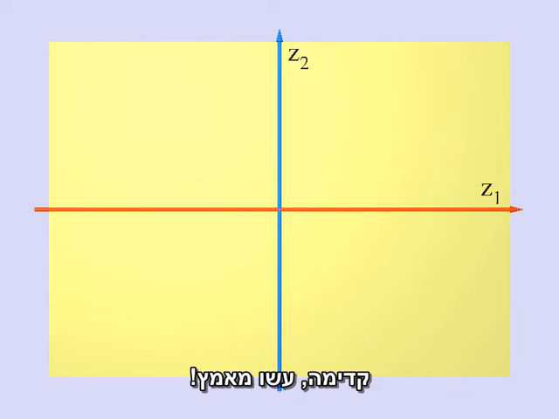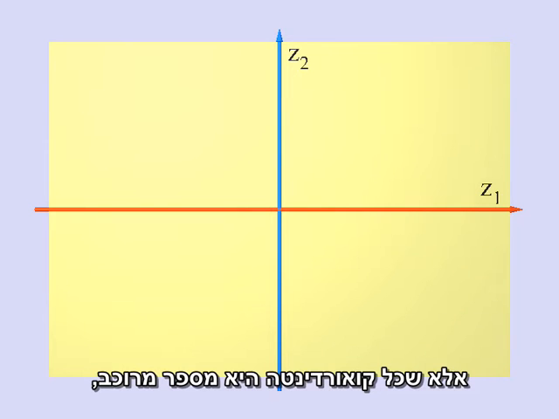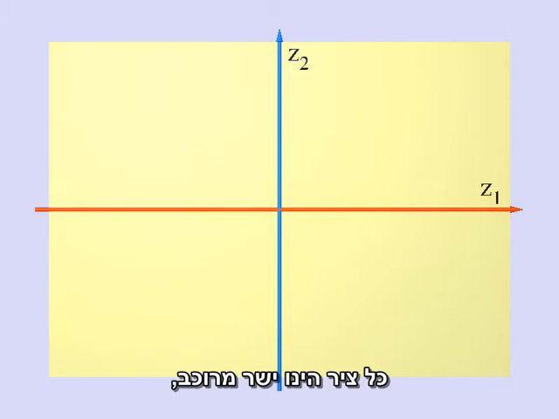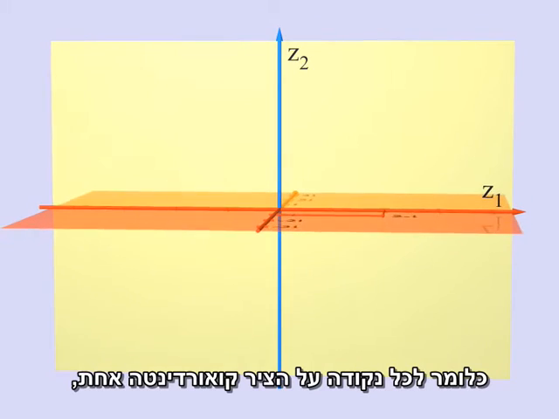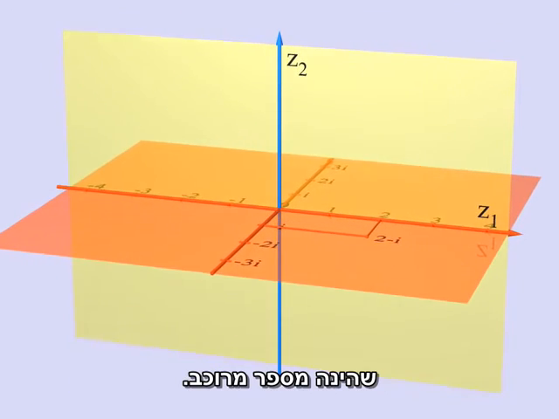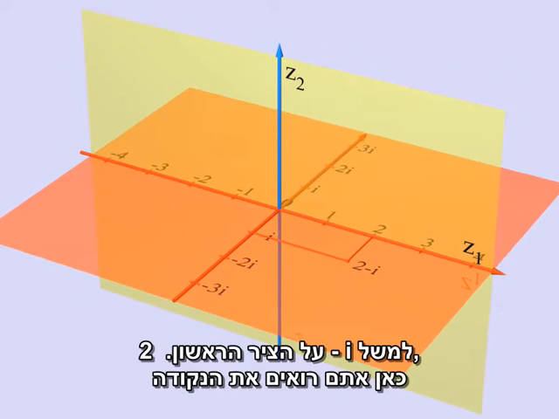Go on, make an effort. Each point in this plane is determined by two coordinates, but each of these two coordinates is a complex number, which, remember, is itself defined by two real numbers. Each of the axes is a complex line, so that each point on these axes has one coordinate, which is a complex number. For instance, here you see the point 2 minus i on the first axis.